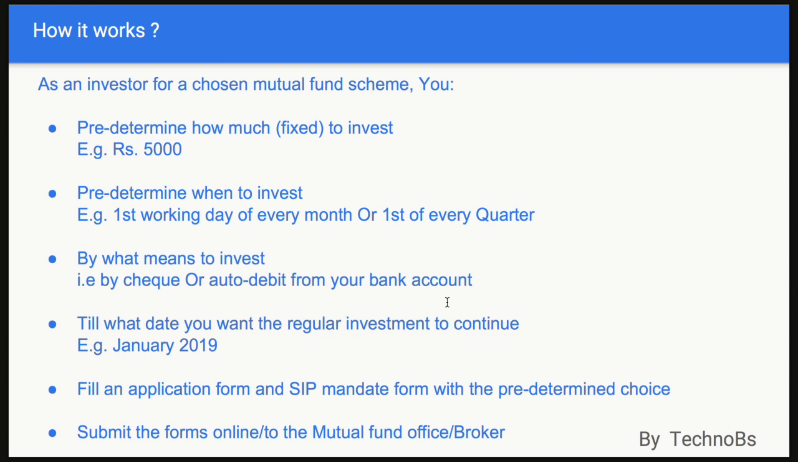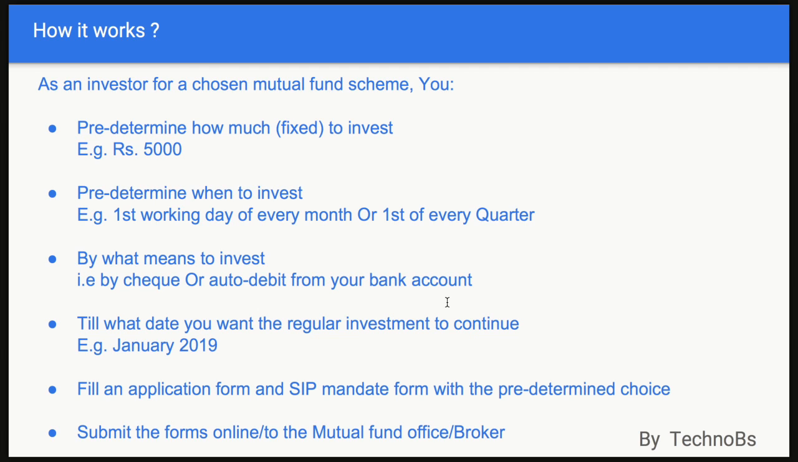Now fourth is till what date you want this 5,000 rupees investment on every first working day of the month by auto debit mode to continue. Maybe you can set a future target date, maybe January 2019, based on a goal that you are planning or you have. And then once you have determined all these parameters, you fill an application form, which is common to any other mutual fund scheme investment.